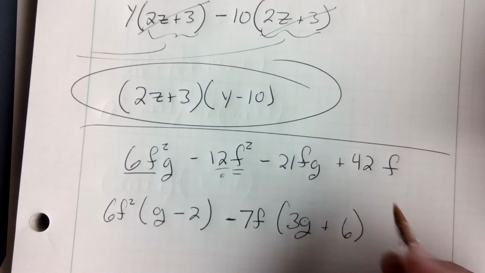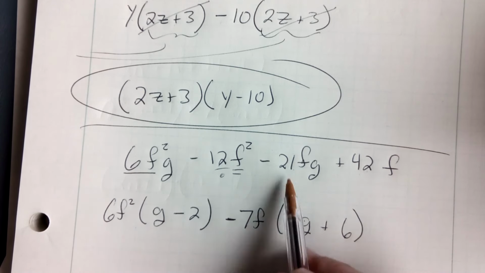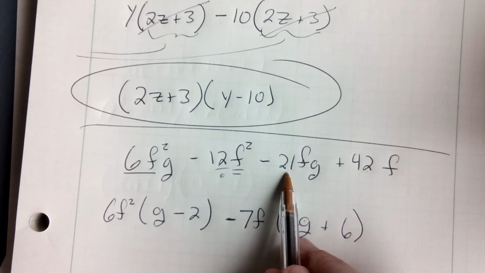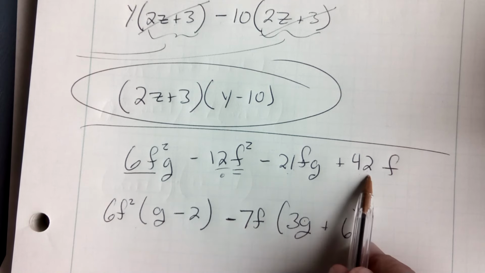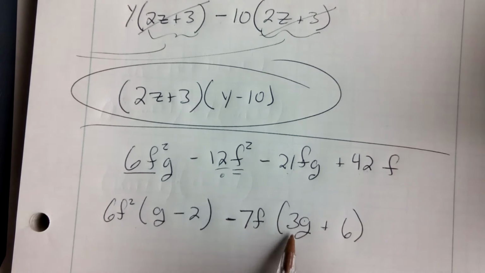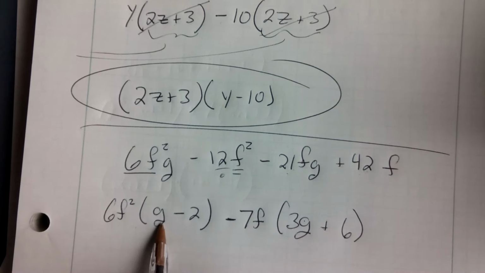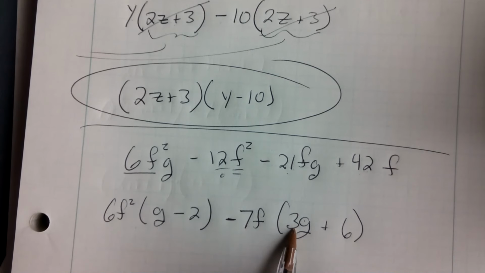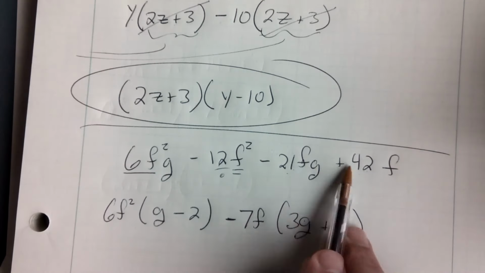Oh, there's more in common. Do you see what I did here? 21 goes into 42. I noticed the 3g and the 6 are not the same as the g minus 2. There was something wrong, but then I noticed, oh wait, look. The 3 and the 6 have a common factor of 3, which would leave it as a single g and a 2. And then I also dropped a sign. I factored out a negative 7.